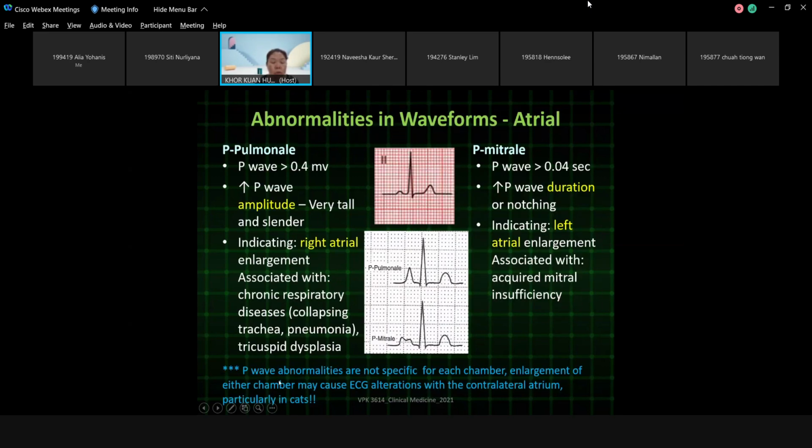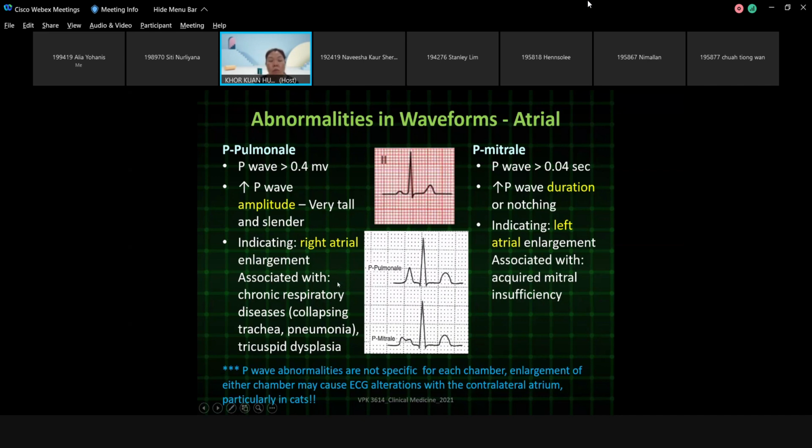Yeah. So one rule of thumb is, if you see any P waveform abnormalities, they are actually not specific for each chamber. Like what I say here, oh, P pulmonale, okay, must be right-sided heart lah. P mitrale, oh, must be left-sided atrial enlargement lah. Actually, no, they are not specific for each chamber. Enlargement of each chamber may cause ECG alteration with the collateral atrium, especially in cats. So when you see this kind of changes, it doesn't mean which chamber is affected.